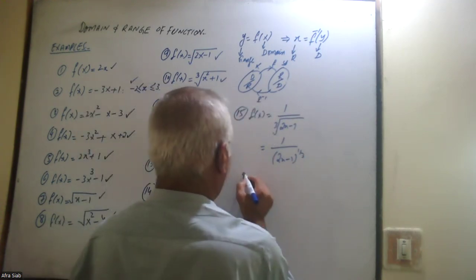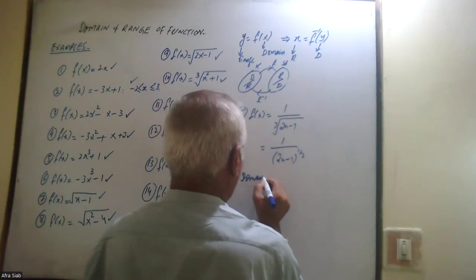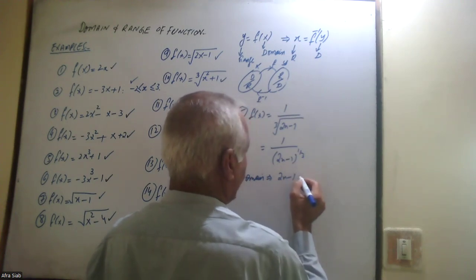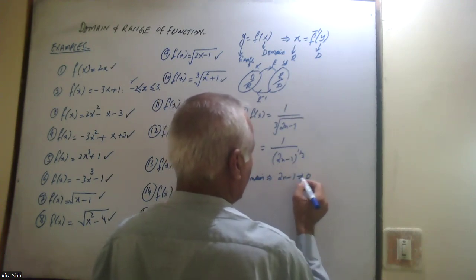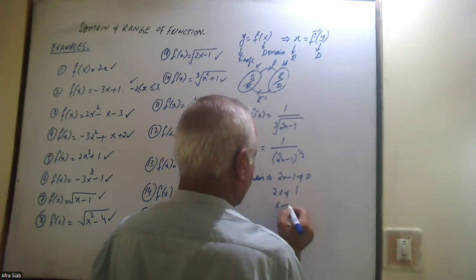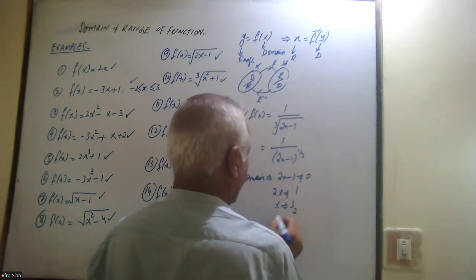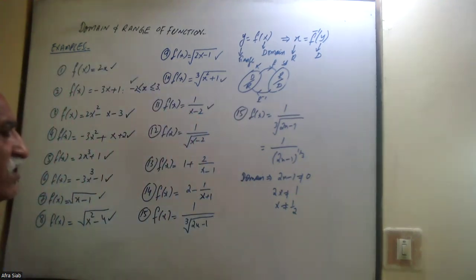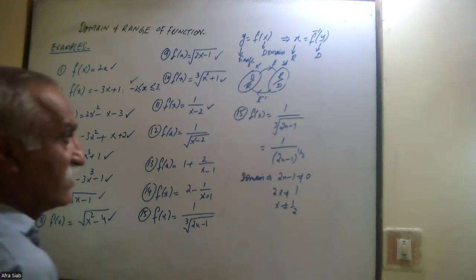So for the domain, 2x minus 1, because it is in the fraction form, should not be equal to 0, or 2x should not be equal to 1, or x should not be equal to half. So this is the restriction there. When x is not equal to half, you can put any value of x in this equation and you can get the values of y.